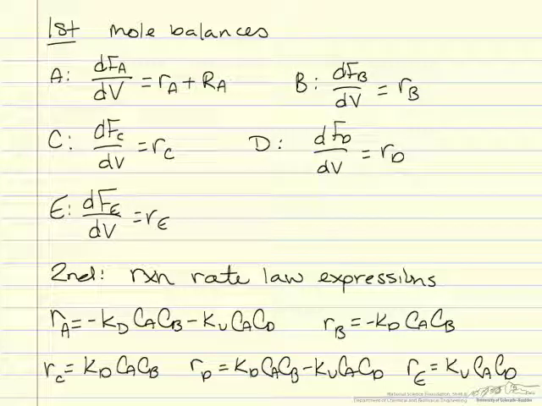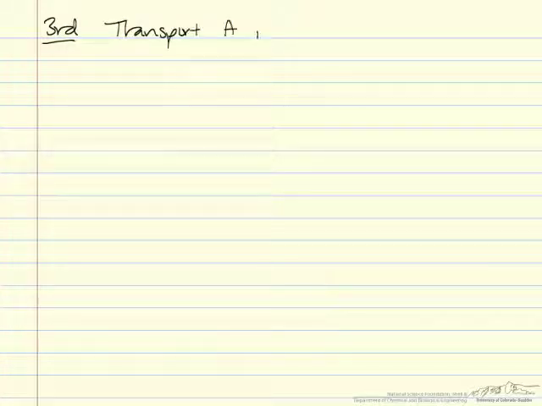So now we can plug in these rate law expressions into POLYMATH as well as explicit equations to define what the rate expressions will be in the mole balances that we had just previously derived. So now our third step is going to be to describe the transport of A into the reactor. So this was the RA term that we added to the mole balance of A, and we were going to have uniform diffusion of A in.